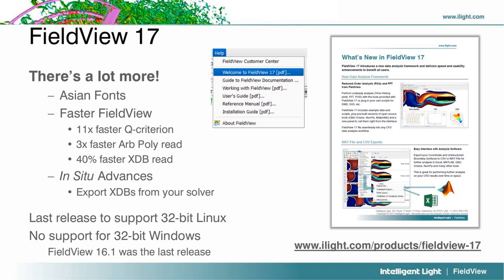If you go to the Help menu, you have direct access to our PDF, Welcome to FieldView 17. And then there's also the What's New in FieldView 17 document that can be obtained from our website. I've put the URL in the bottom right corner of this slide. Just a quick note to say that this is our last release to support 32-bit Linux. It will be dropped for the next version of FieldView, and it was already the case for 32-bit Windows. FieldView 16.01 was the last release for that.